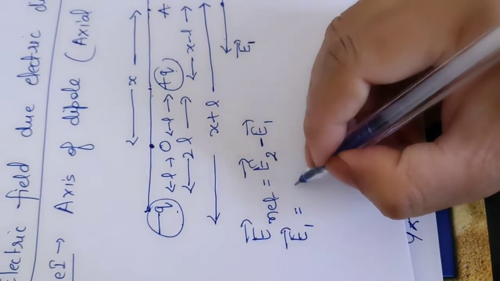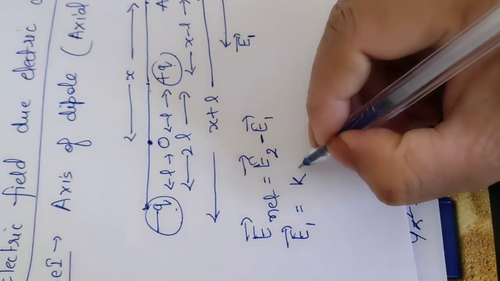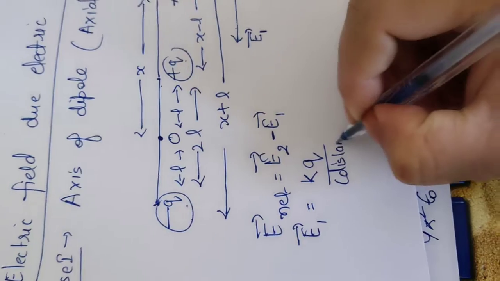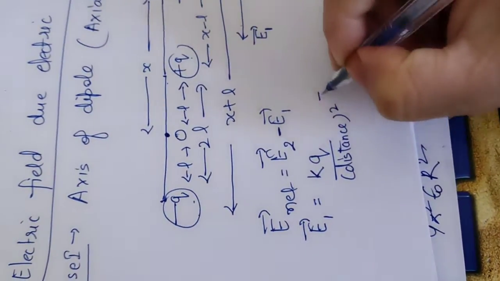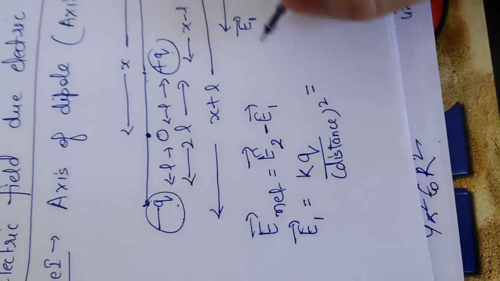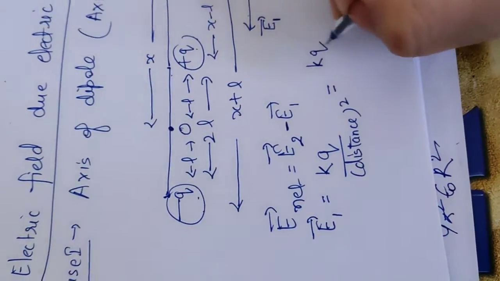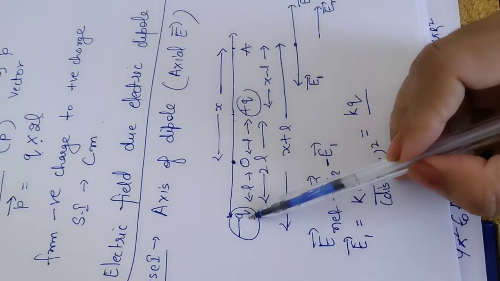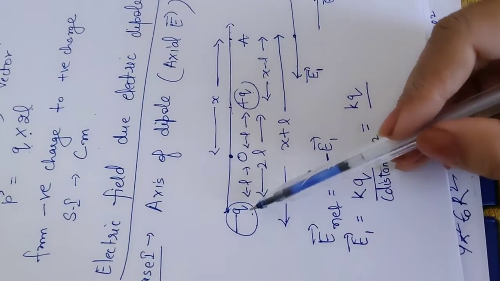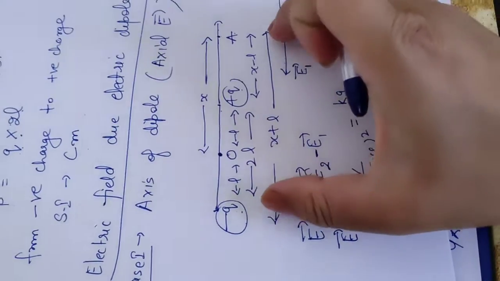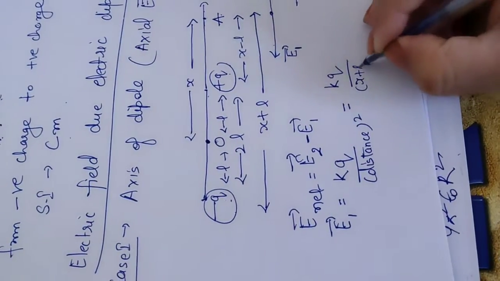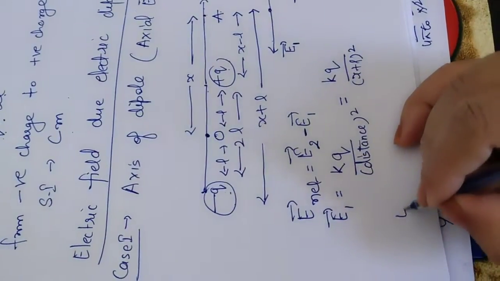Electric field intensity is equal to K, the dielectric constant, into charge upon distance square. So K into charge is Q. Now E1 is due to minus Q. E1 electric field is due to charge minus Q. So what is the distance of minus Q from A? This we have already done. It is x plus L whole square.